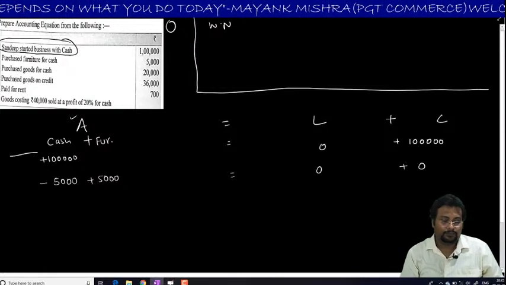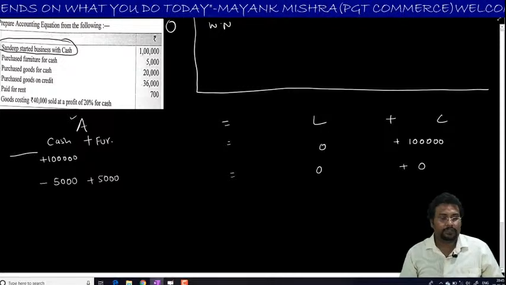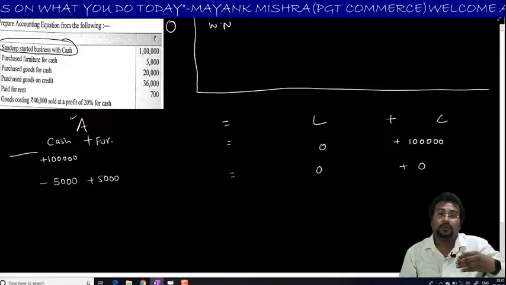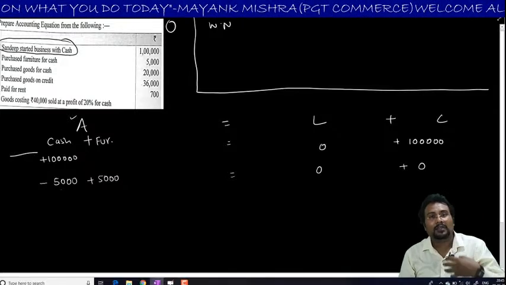Now the third one is purchase goods for cash. So when we purchase the goods for cash, what is going out? Cash. And what is coming in? Goods.